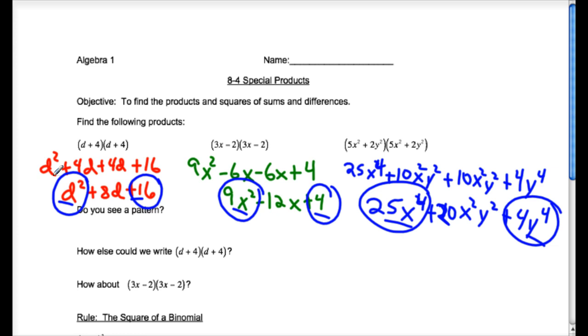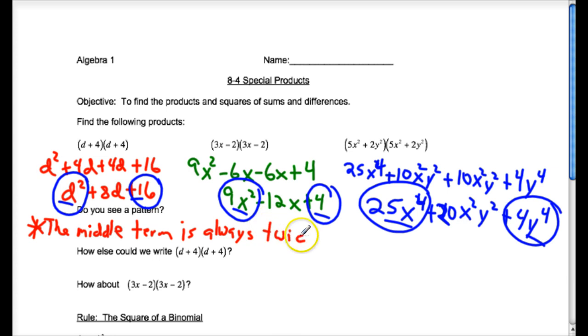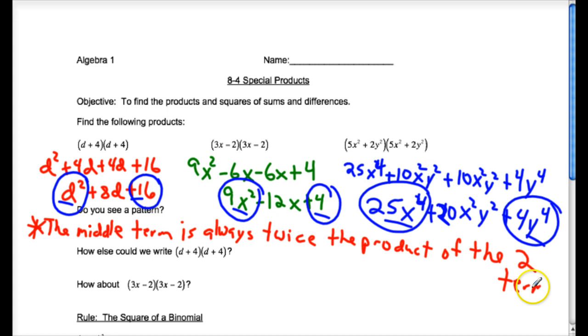All right, here's the thing. This is what I want you to write down. Do you see a pattern? The middle term. Do those three words make sense to you? Where's the middle term? In the middle. 8d, 12x, 20x squared y squared. It's always twice the product of the two terms.